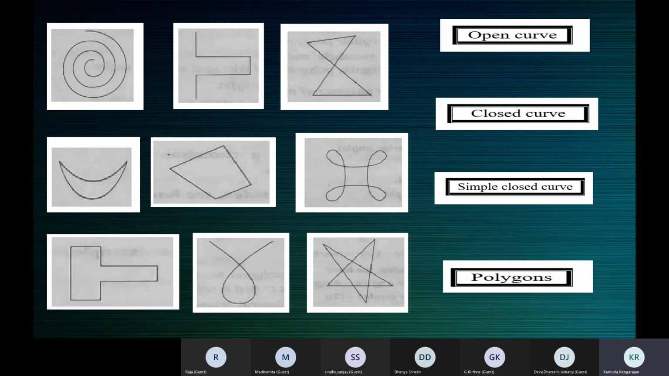How do you decide? Whenever you're asked a question, you should go back to the definition. It's not like, yeah, it is a curve. Use the definition. What does the definition tell you about a curve? If you can complete the figure without lifting the pencil, it is a curve. So you should ask yourself, did I complete the figure without lifting the pencil? If I completed it without lifting the pencil, it is a curve.